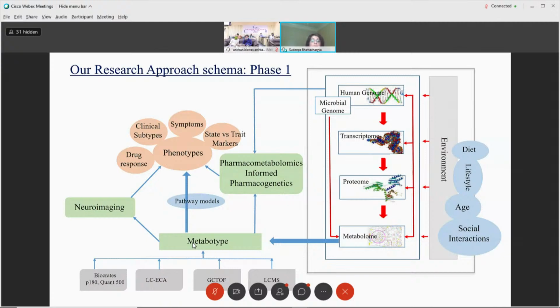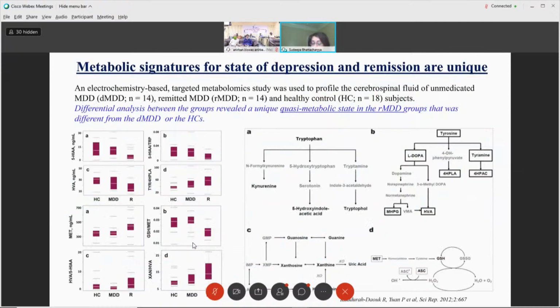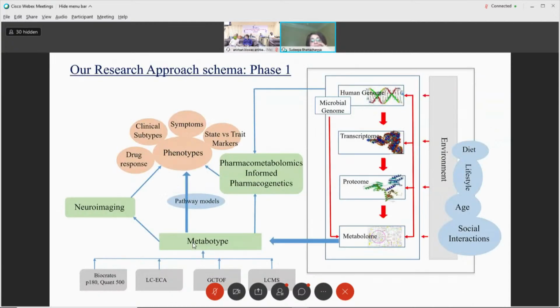So what was our approach? We collected lots of metabolomics data across multiple platforms like Biocrates P180, Quant 500, then LCEC, the electrochemistry platform, GC-TOF, then LC-MS platforms. So that covered lots of small molecules in the serum samples of these patients.